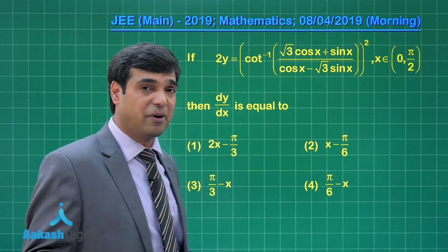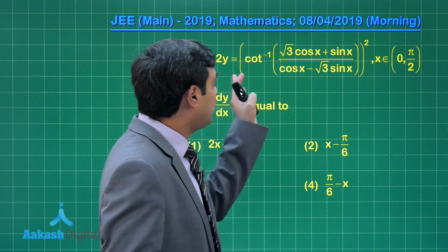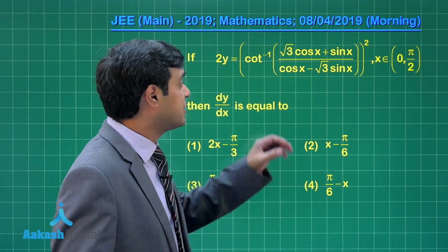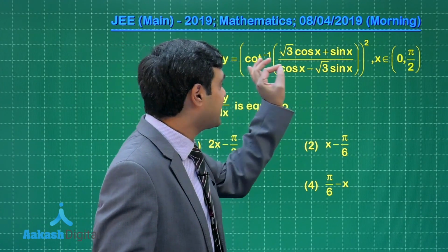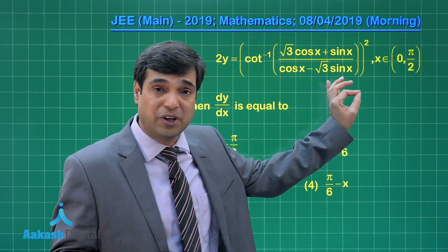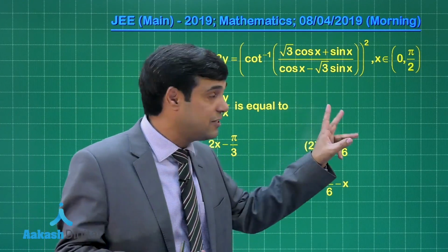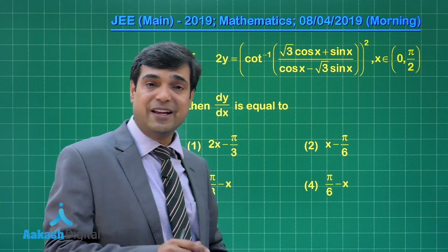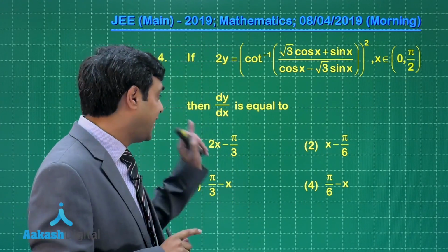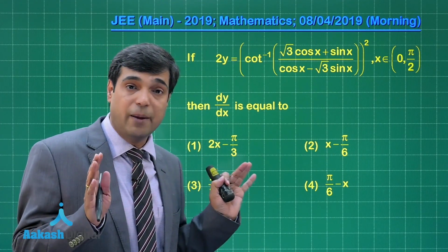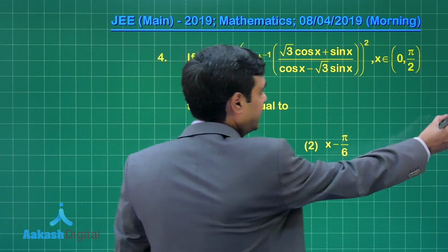Let's take up the question number 4 of this paper. If 2y equals cot inverse of the whole square of (root 3 cos x plus sin x) divided by (cos x minus root 3 sin x), where x is in the interval 0 to pi by 2, then we have to find dy by dx. Let's try this question.